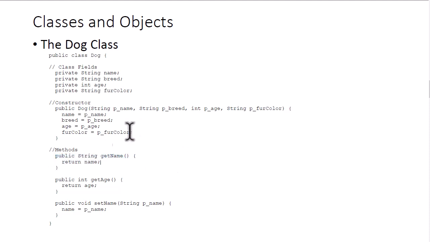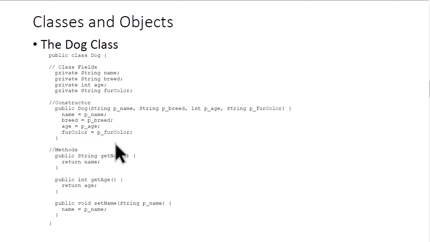Now, to the constructor. This is the constructor method, and you'll know it's the constructor method because it has the same method name as the class itself. Public dog, public class dog. So dog is the name of the constructor method that will build our new dog object.